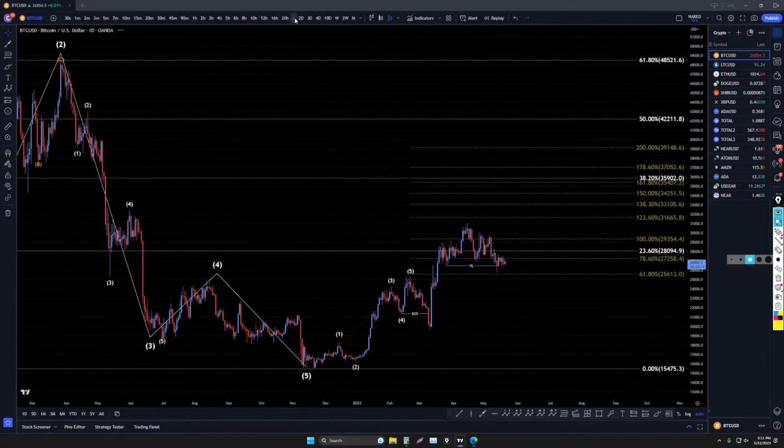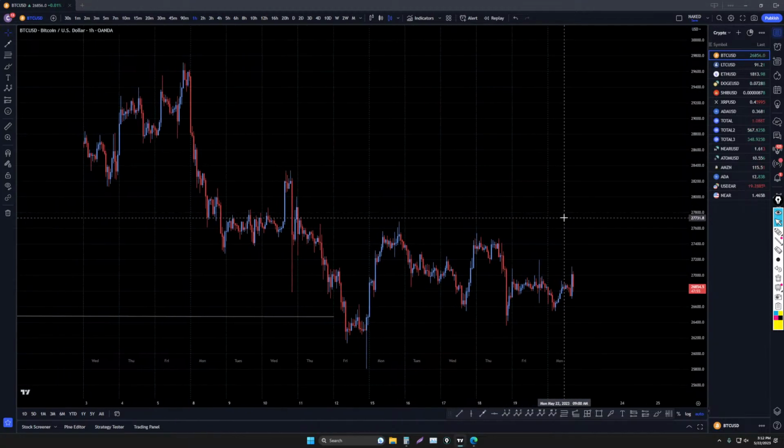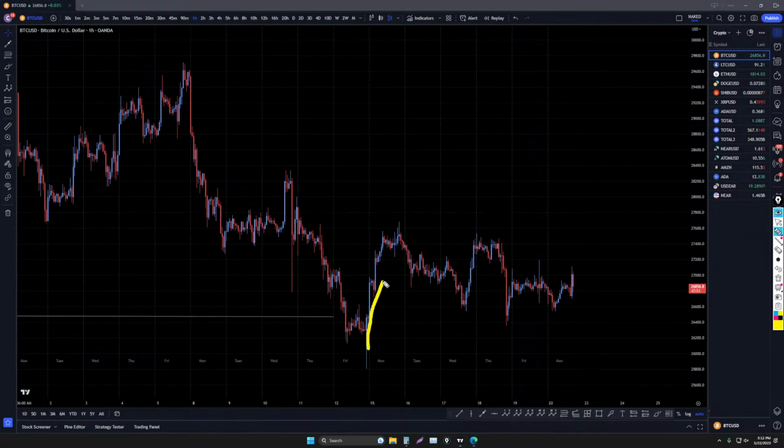Yeah, 1 hour daily, we don't have that clear breakdown yet. And it does look like it is trying to reject this level because it went down and then went up. And then this looks like 3 waves down, so it probably is going to make a move up. If it makes a move up, then that's probably going to be the end of a correction. Because it really looks like impulsive up.